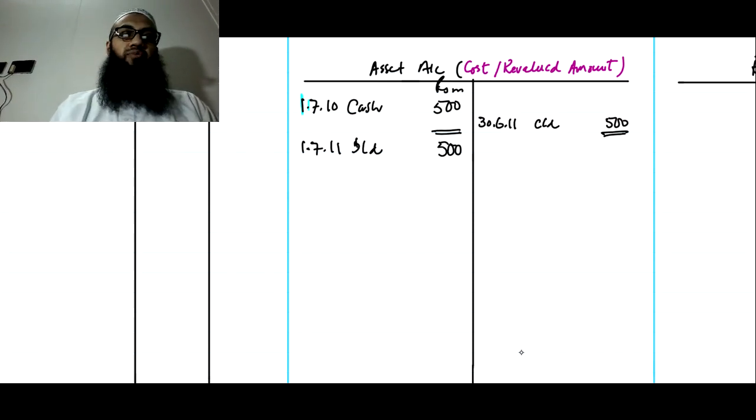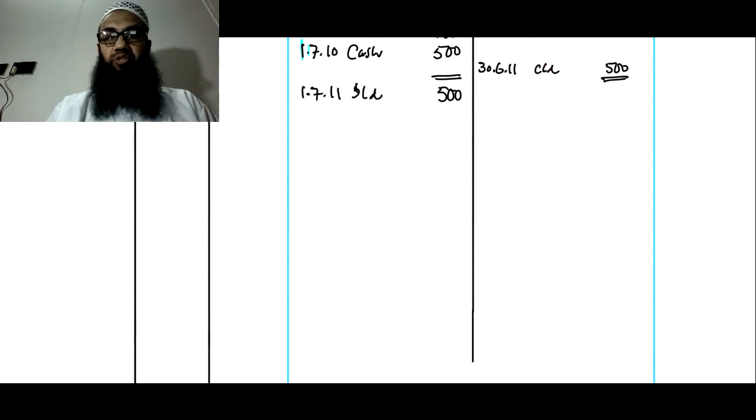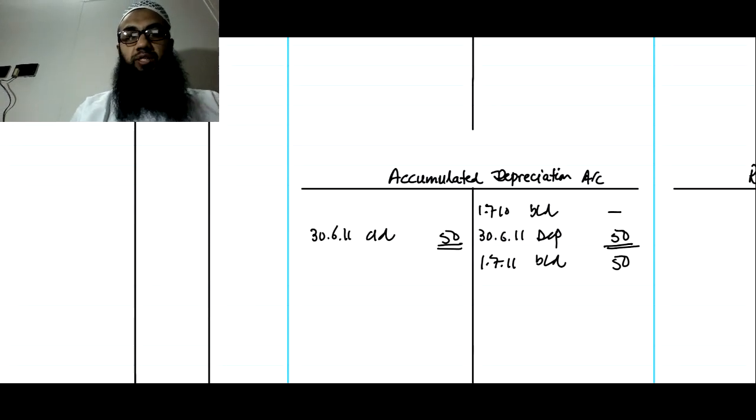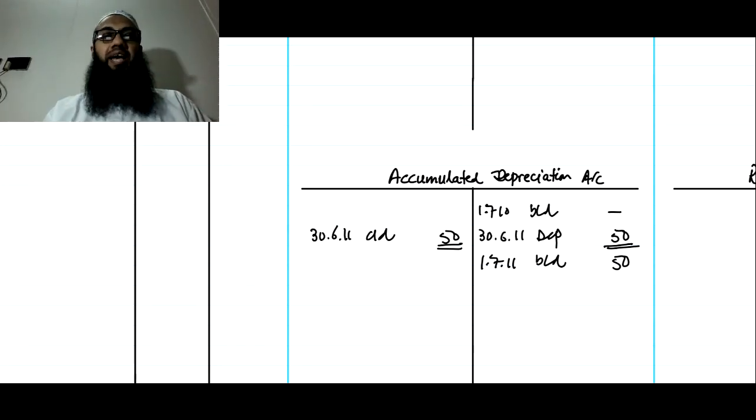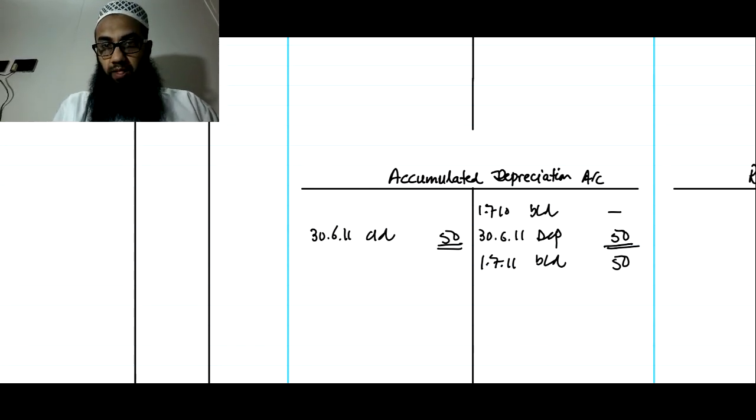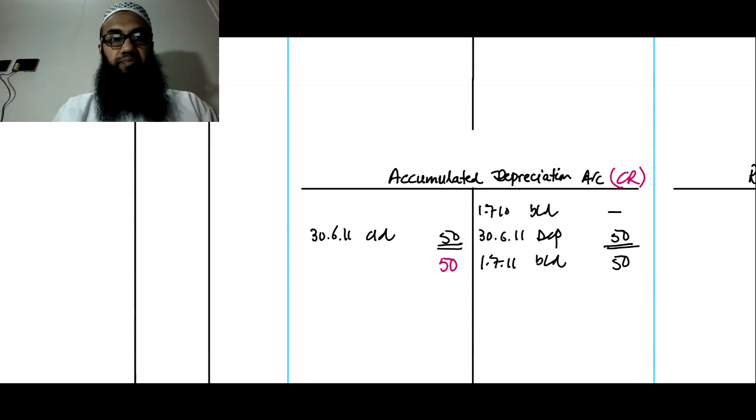So what should be the first entry? Our first entry should be to transfer this accumulated balance to the asset account. This is called the net replacement. I call it the Hawaii entry. This 50 should be transferred to the asset account. So accumulated depreciation nature is credit. If this has to be transferred, we have to debit it.